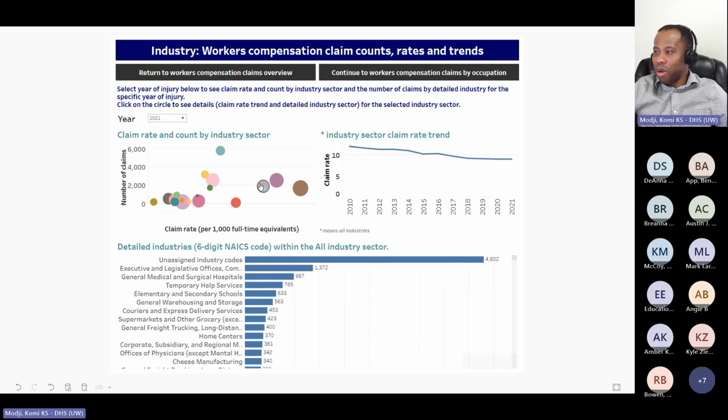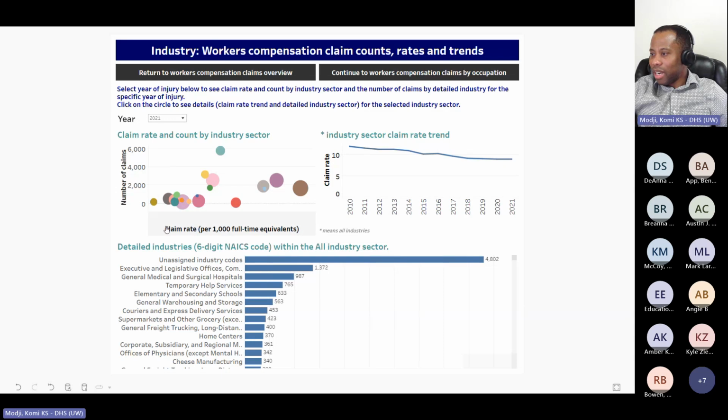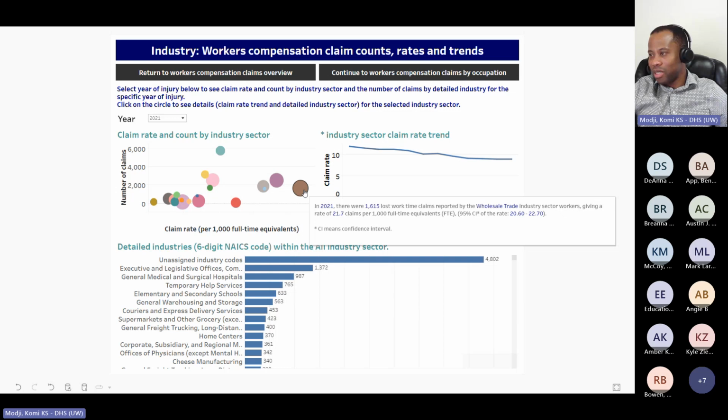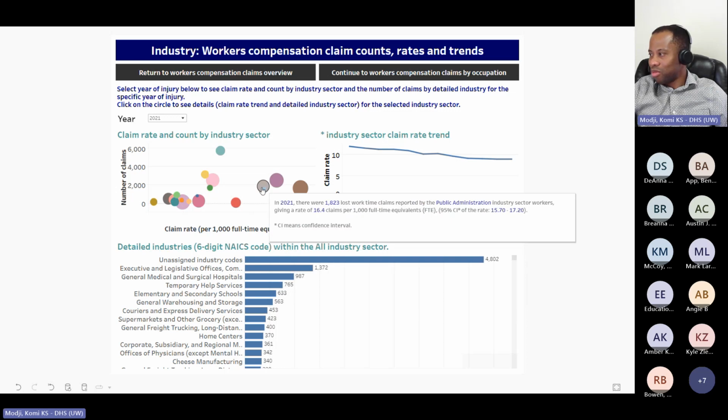On this graph, the bubble graph, we can see the claim rate and the number of claims. On the x-axis, we have the claim rate per 1,000 full-time equivalent, and on the y-axis, we have the number of claims. The industry with the highest claim rate is wholesale trade, followed by transportation and warehousing. And then we can just go through all of them.